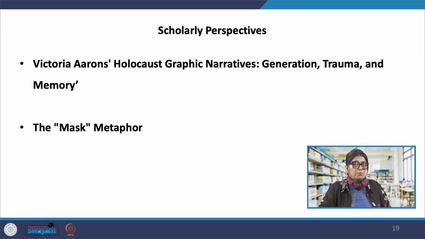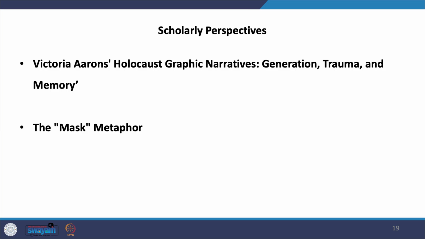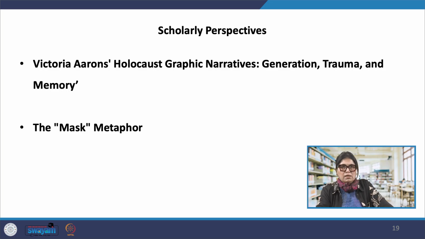weight of historical family. Here are some scholarly perspectives regarding this aspect of graphic memoirs. Victoria Elmwood's Holocaust Graphic Narratives, Generation, Trauma, and Memory analyzes how these narratives send intergenerational psychological shock waves and create a new canon of visual memory. The mask metaphor in Maus: the mouse mask represents the inescapable identity and trauma passed down, allowing the author to explore the past while recognizing it cannot be fully resolved.